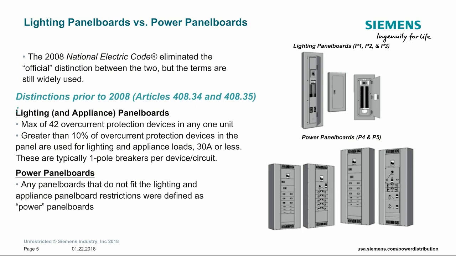stated that lighting and appliance panel boards had to have a maximum of 42 overcurrent protection devices in any one unit. So you can think of an overcurrent protection device as typically a one-pole breaker, which is rated for 30 amps or less. These distinctions also stated that greater than 10% of the overcurrent protection devices in a panel for a lighting and appliance panel board had to be used for lighting and appliance loads.